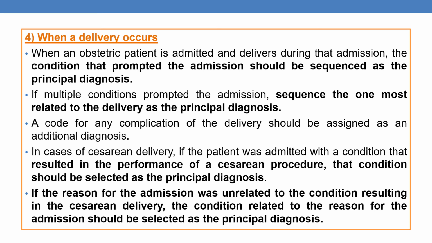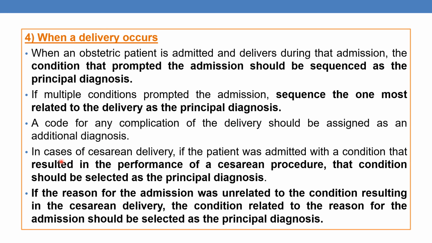Now coming to scenarios when a delivery occurs. When an obstetric patient is admitted and delivers during the admission, the condition that prompted the admission, that is the reason for visit, should be sequenced as PDX. In most cases, the reason for visit will be the PDX. If more than one condition prompted the admission, sequence the condition that is most related to the delivery as the PDX. And a code from any complication of delivery should be assigned as an additional diagnosis.